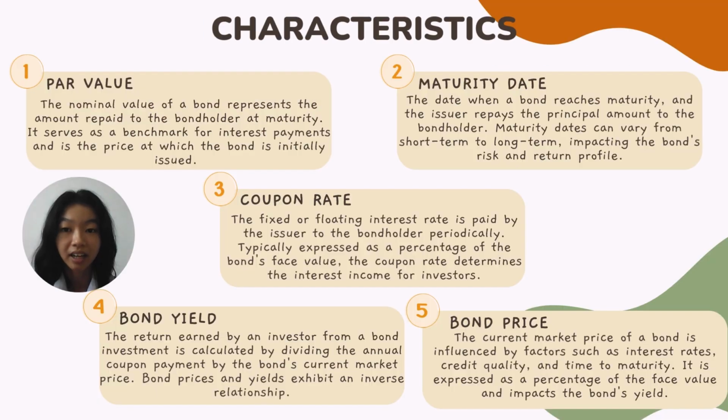Now let's discuss the characteristics of bonds. The par value of a bond is the nominal value which is repaid at maturity and used to determine interest payment. The maturity date is when the issuer repays the principal. The coupon rate is the interest paid periodically based on the bond face value. Bond yield is the return calculated by dividing the annual coupon payment by the bond's current market price. The bond price is the current market value influenced by various factors.